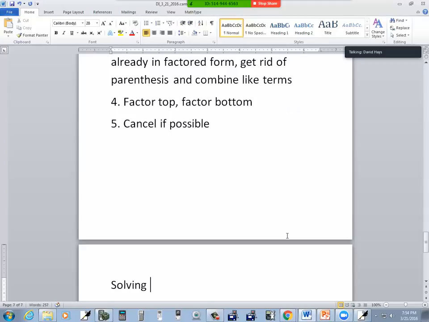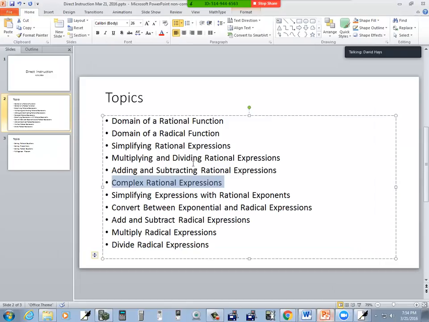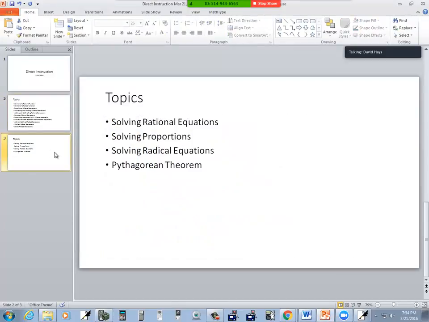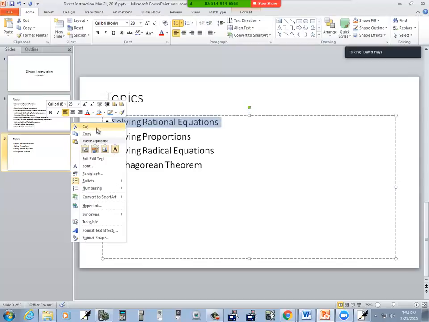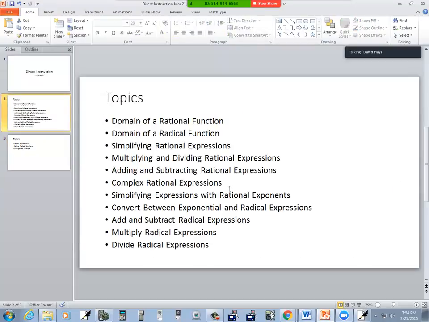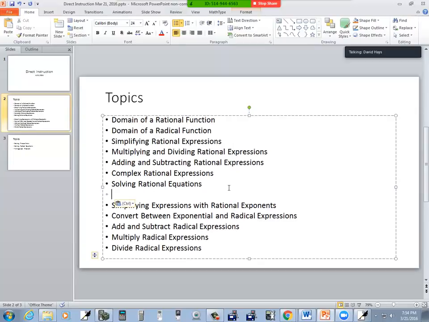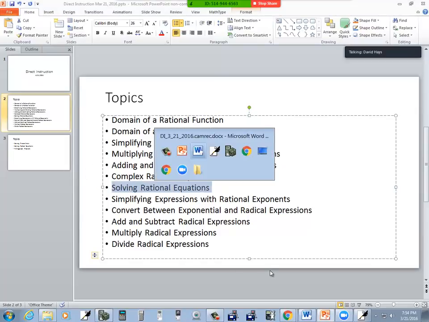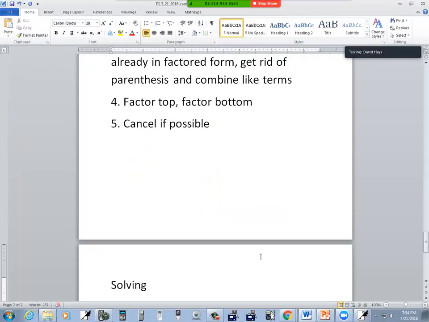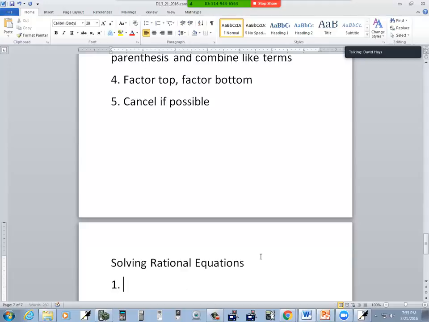Now, the next topic is solving rational equations. I don't have it here. Okay. They have it listed a little bit different in the competencies. They have it over here. I'm going to take it, though, and put it right after here. This is where it logically falls. Okay. Solving rational equations.